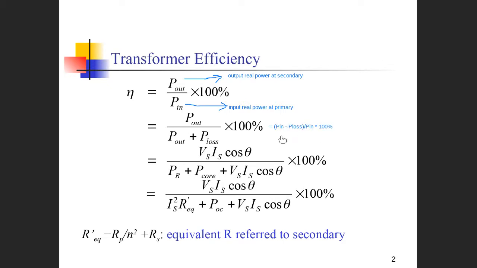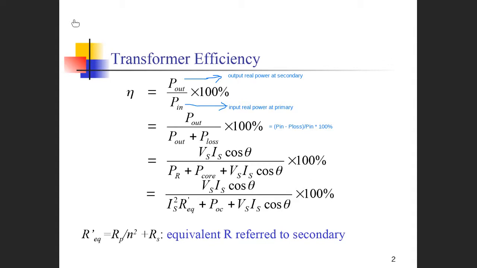Okay, the same, right? So here we just write down output over output plus losses. But sometimes maybe you know the input power, so input power minus the losses, over the input power, times 100%. That's the efficiency too. And as college students, you should know the logic here.